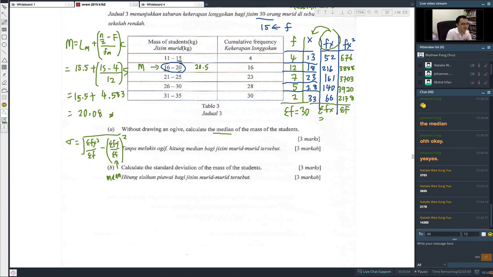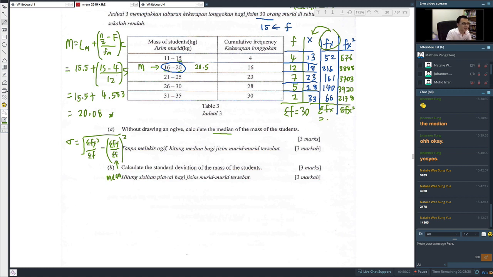So yeah, 52 plus 216 plus 161 plus 140 and plus 66 is 635. And this one I added together already. I think I will get 14365. I hope I can trust Natalie.